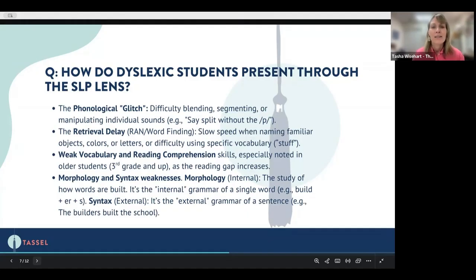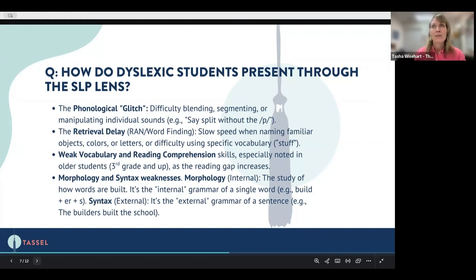Most of the kids get a CTOPP. If they get a psychological eval, that's one of the things they would be getting, but we as SLPs could also give the CTOPP. That's an area that a lot of our kids have a lot of trouble with: manipulating, blending, segmenting. It's just not as strong as you would maybe expect for their overall ability.